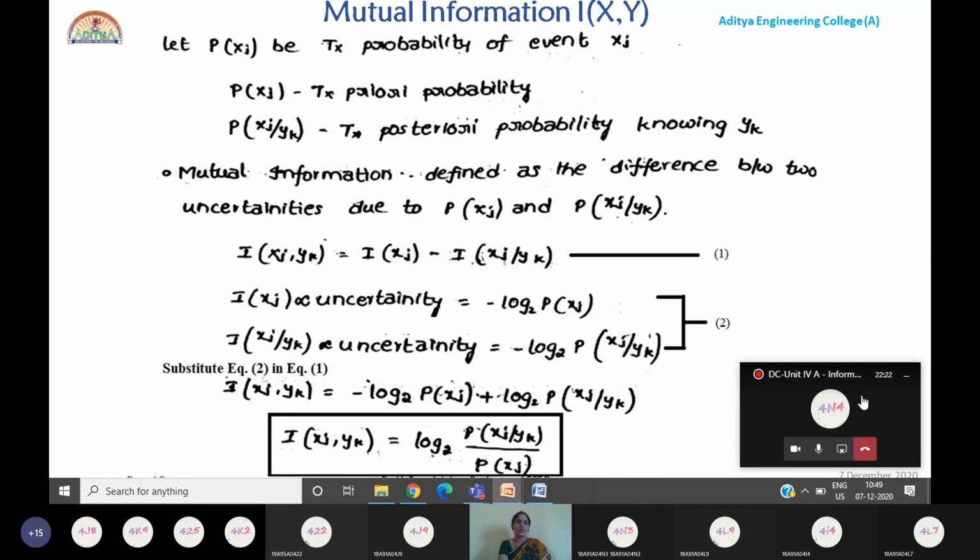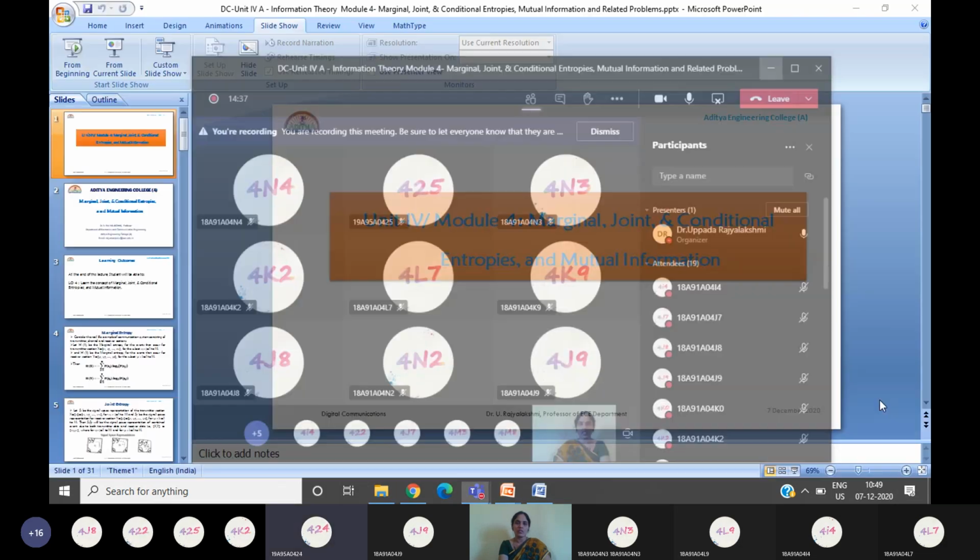Now please substitute the values of the uncertainties, or the informations, from equation 2 in equation 1. If you do that, you will get I of xj comma yk as minus log p of xj base 2. Okay, so minus of minus will be plus log p of xj by yk base 2.